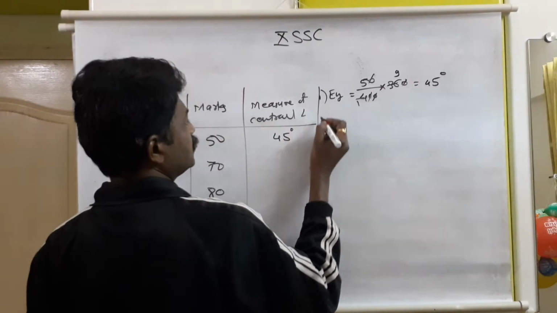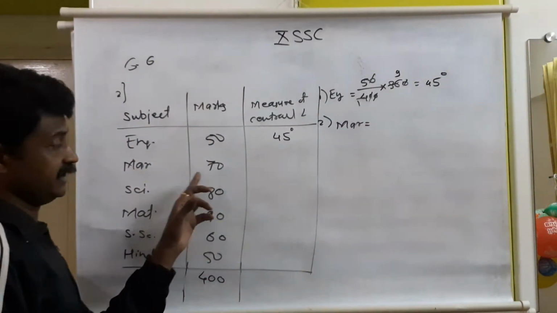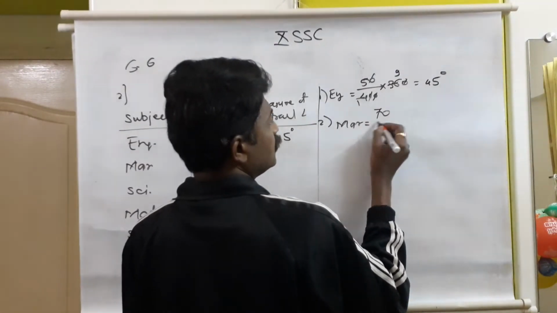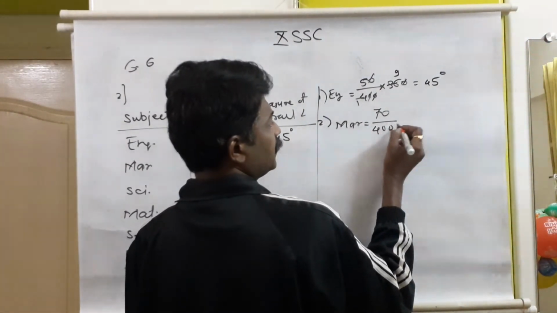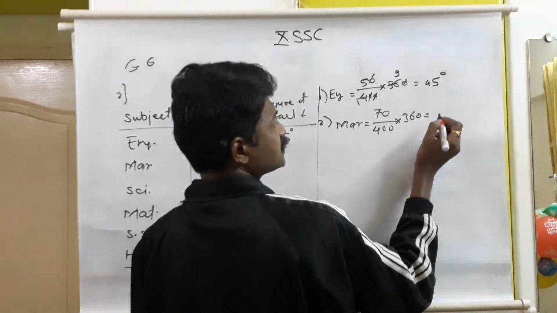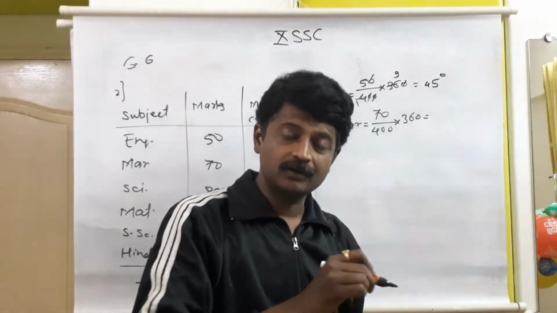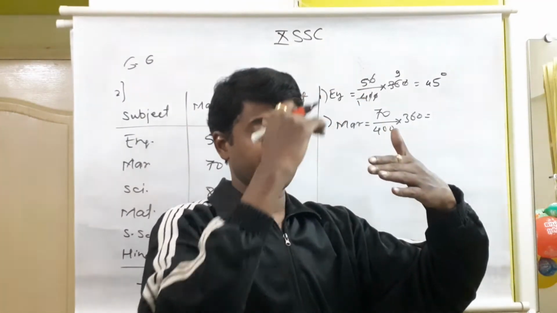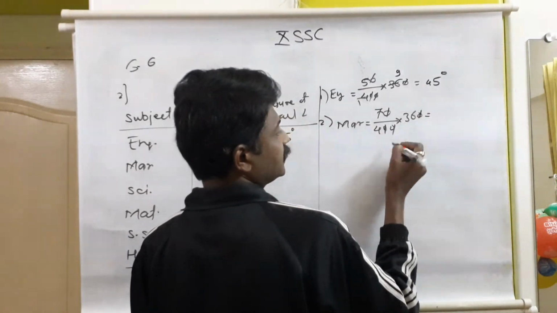Next, second subject is Marathi. For Marathi, he scores 70 marks, 70 marks out of total 400. Out of 400, 70 marks are for Marathi. Then out of 360, how much? Why are we taking 360? Because the angular measurement of a circle is 360 degree, 180 plus 180. Okay. So again, 2 zeros will get cancelled with 2 zeros.